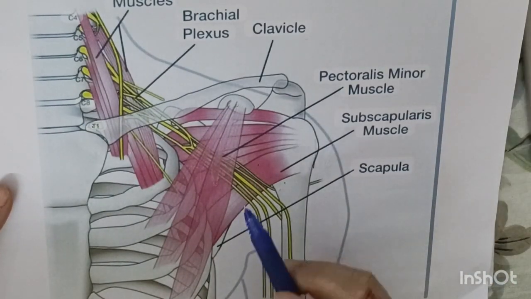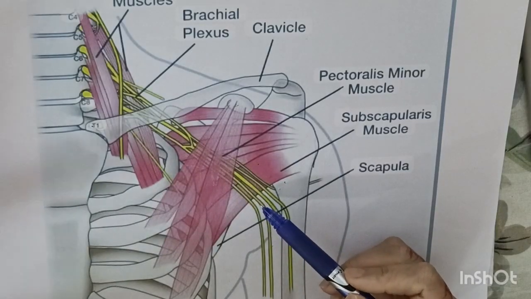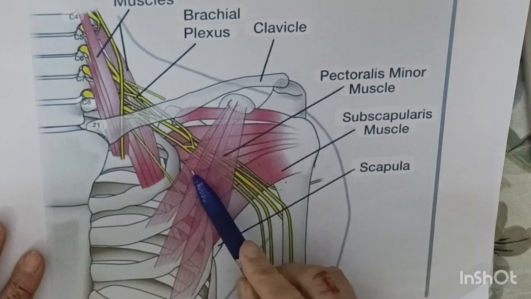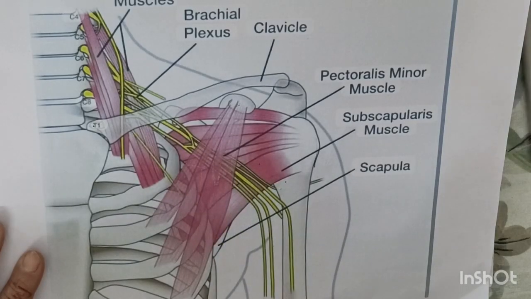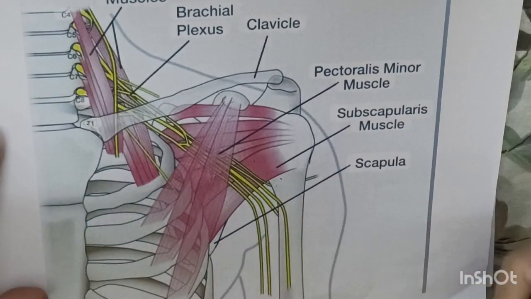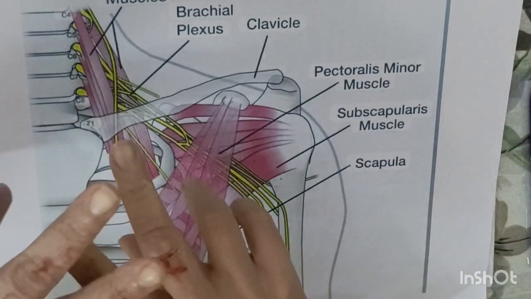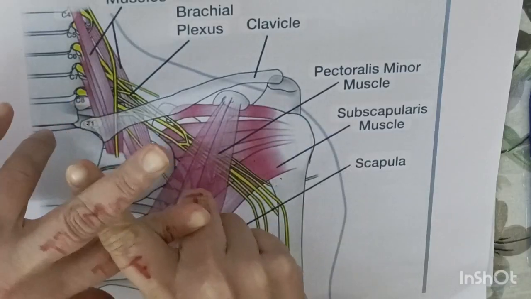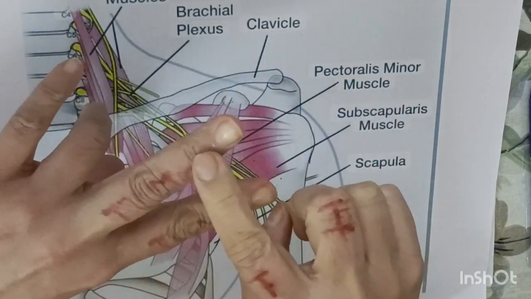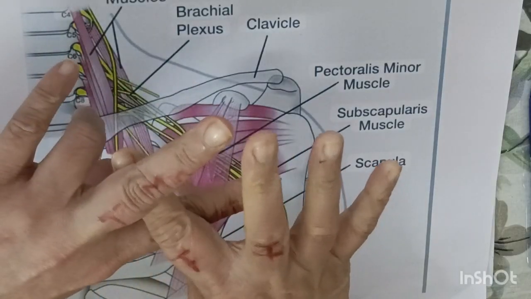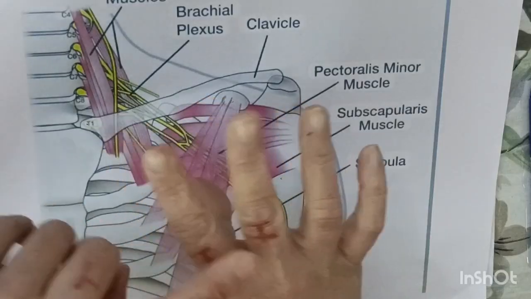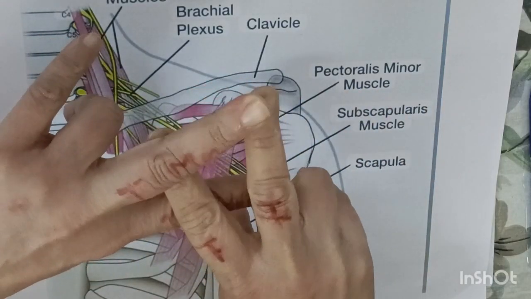Now as soon as they come out of the axilla, they pass through a triangular space, which I am not able to show in this diagram, but it is basically formed between the teres major and minor. If I can show you like this, this is teres minor, this is teres major, this is the long head of triceps, and this is the humerus. Now this is the triangular space which has been formed.